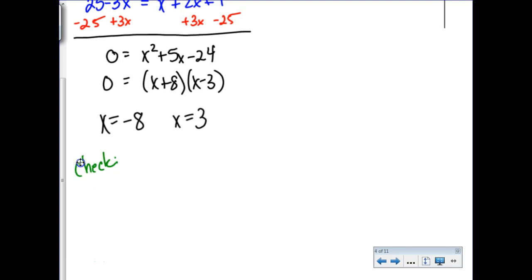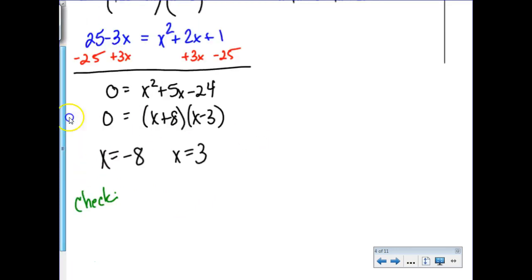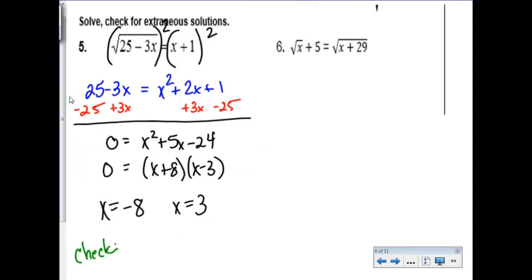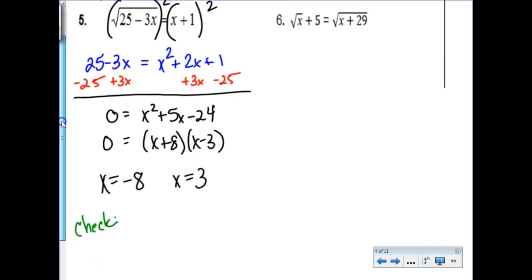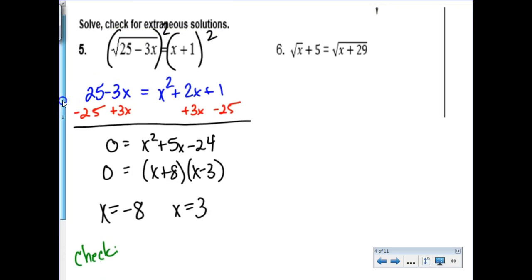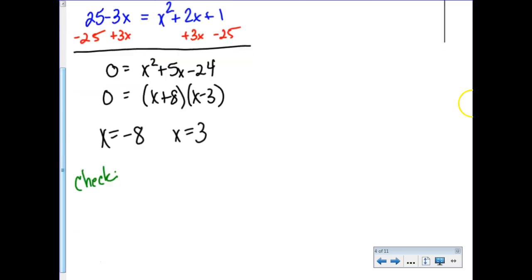So you guys did a nice job of checking last time. Unfortunately, some of you put your check answer as your answer. So just be careful. You're checking to see if these answers work out. Once I find out that they work out, then I'll go back to my solutions and box them in. So let's see if negative 8 works out. If you plug in negative 8 into the original question for x, you get 25 minus 3 times negative 8. Does it equal negative 8 plus 1?